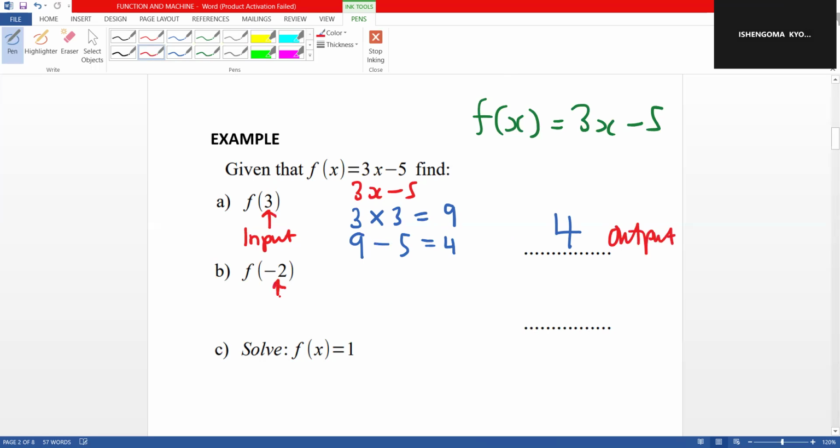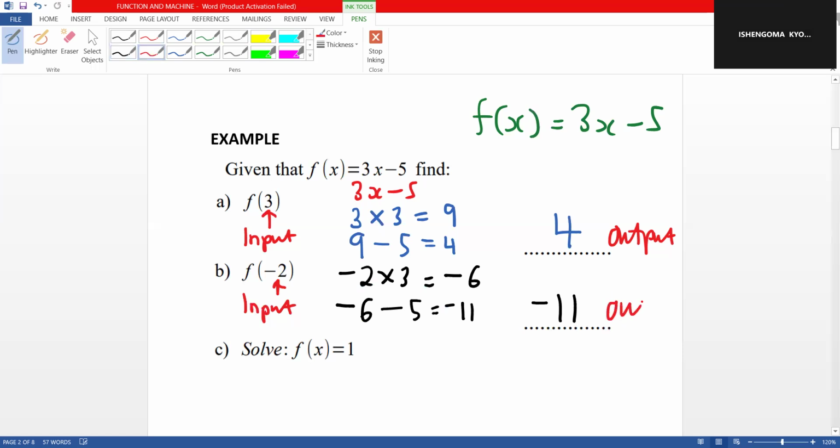But here we have our input as negative 2. We shall take this negative 2 and multiply it by 3, because on our function we have to start with multiplying, and we shall get negative 6. And then we subtract 5. It gives us negative 11. And therefore, negative 11 will be our output.